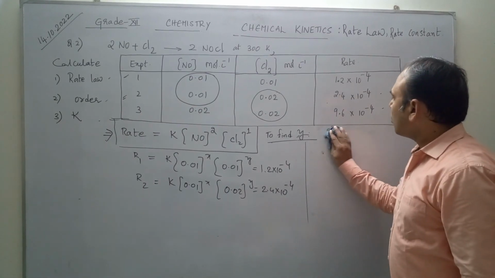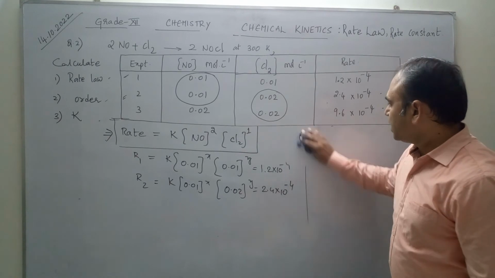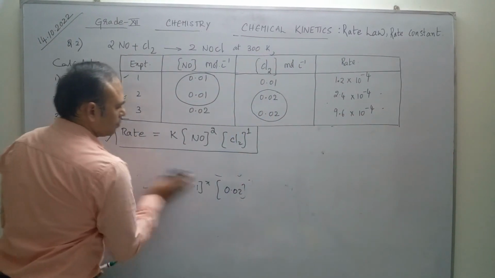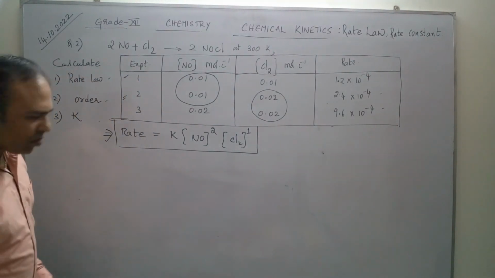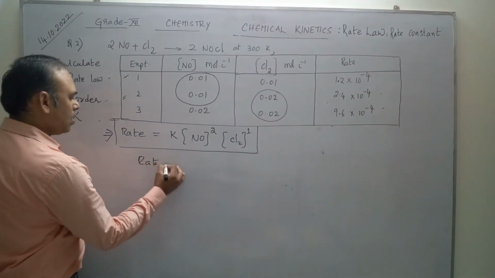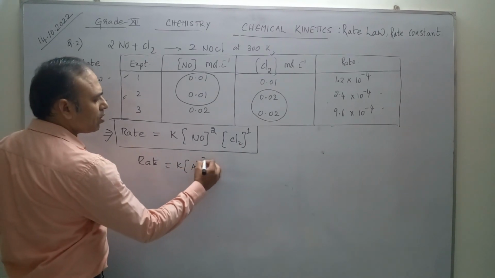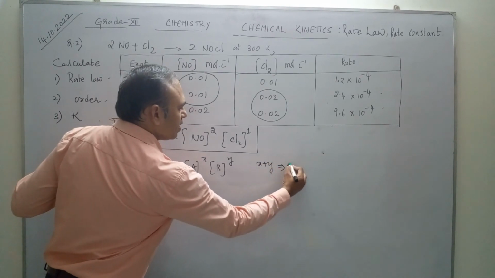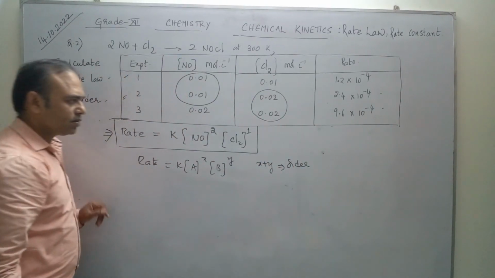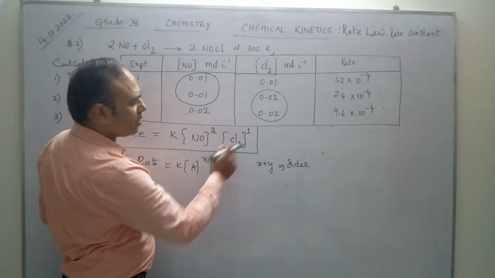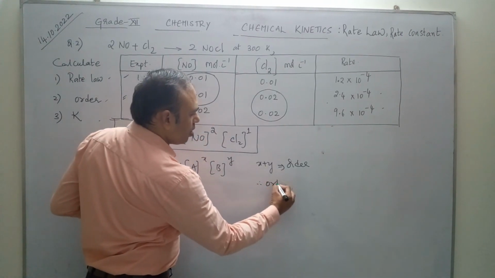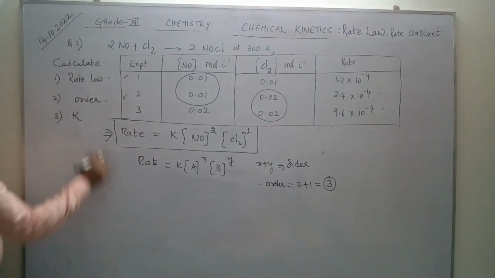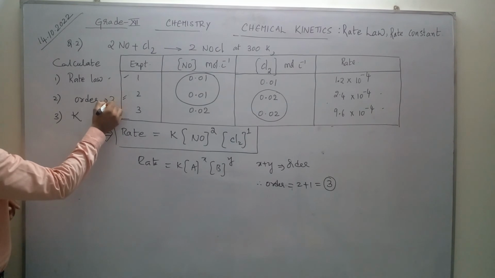Now what about the second question? The second question is they are asking what is the order of the reaction. See, we know whenever you are writing rate is equal to k into a to the power of x into b to the power of y, x plus y is nothing but your order of reaction. So here what is x? 2. What is y? 1. So therefore order is equal to 2 plus 1, which is equal to 3. So we can say that the order of this reaction is 3.